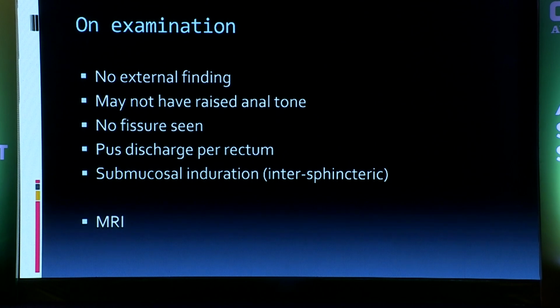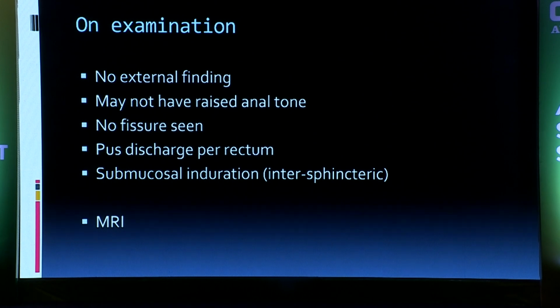Everybody should train, especially the youngsters who are here. You should train your finger to first feel the normal. So you do PR on normal patients coming with hemorrhoids, or even otherwise, even if you have an abdominal case, normally you're supposed to do a rectal examination. Get the feel of normal, then you will know what the abnormal is.